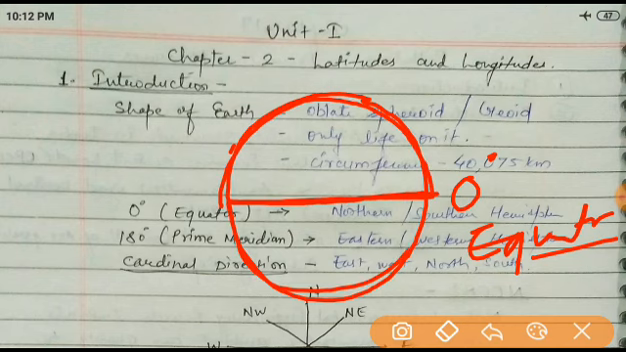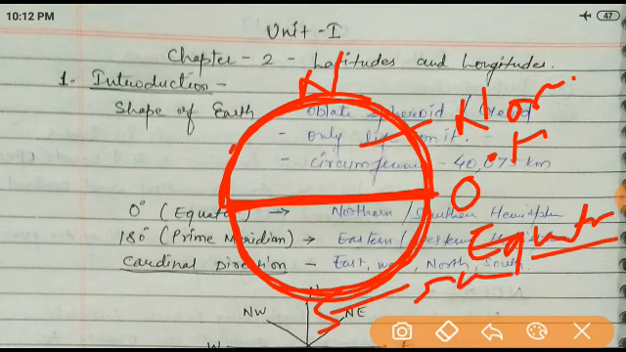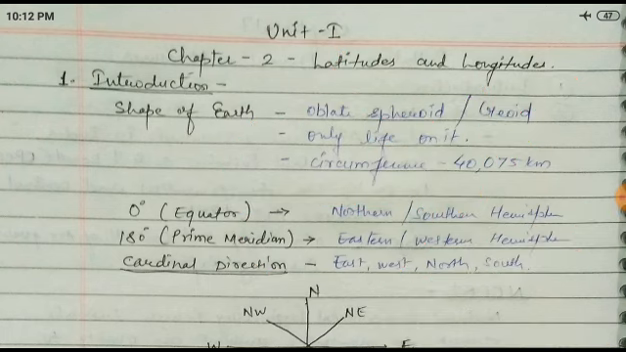This half sphere toward the north direction is called the northern hemisphere. What is it called? Northern hemisphere. Same like that, the half portion in the southern part is called the southern hemisphere. I hope it is clear.